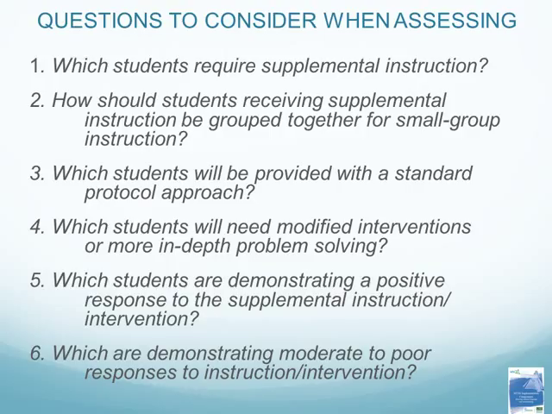When focusing on supplemental or Tier 2 support, there are several questions to consider for assessing students. You would ask questions like, which students require supplemental instruction? How should students receiving supplemental instruction be grouped together for small group instruction? Which students will be provided with a standard protocol approach? And which students will need modified interventions or more in-depth problem solving? You would also ask which students are demonstrating a positive response to the supplemental instruction or intervention, and which are demonstrating moderate to poor responses to instruction or intervention.